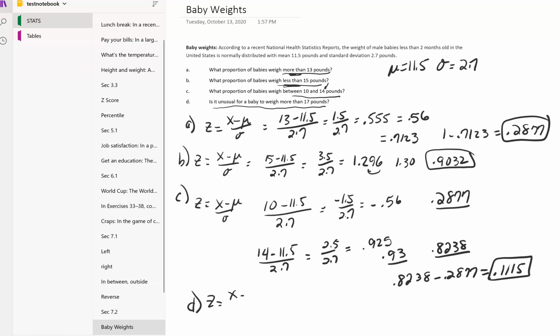z is equal to x minus mu over sigma. So it's going to be 17 minus 11.5 divided by 2.7. So this is going to be 5.5 divided by 2.7, which is 2.037, and I have to round that to 2 decimal places, so 2.04. This is what I look up.